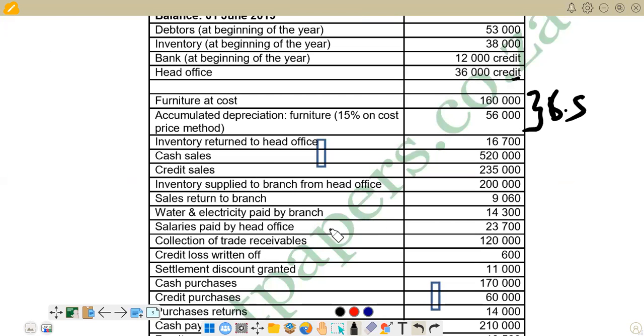Right, we are here on the list now. We are from inventory to head office. Now we're on cash sales. Cash sales, what's the double entry that we have on cash sales?